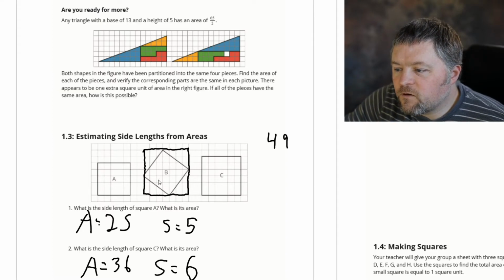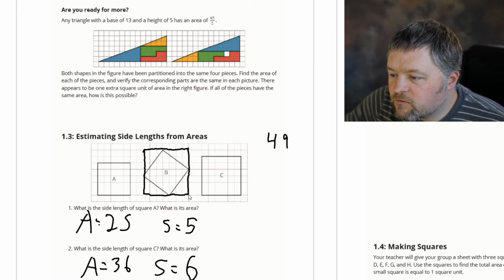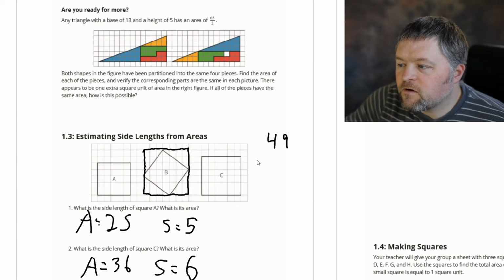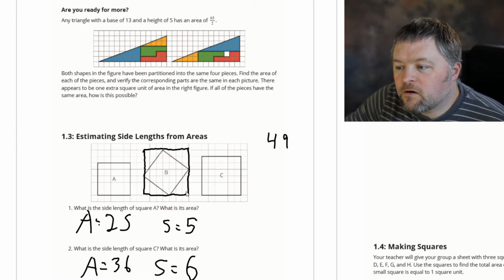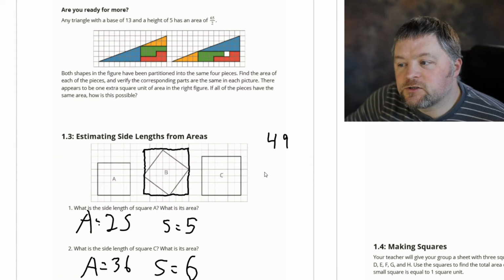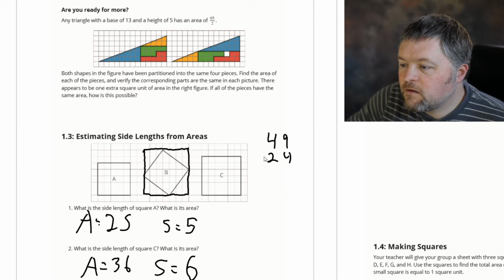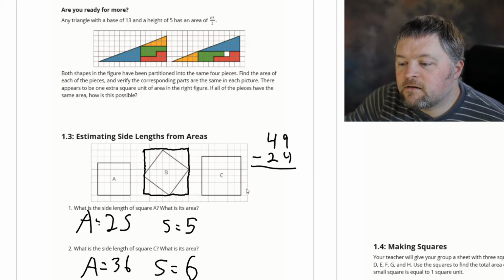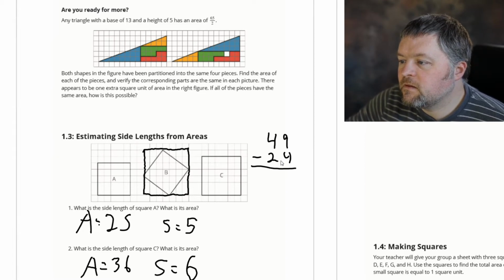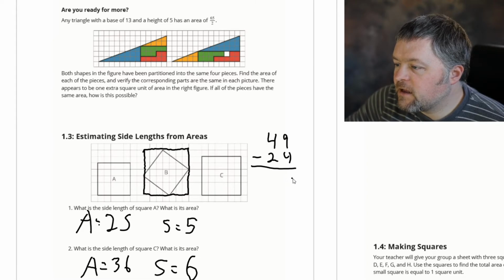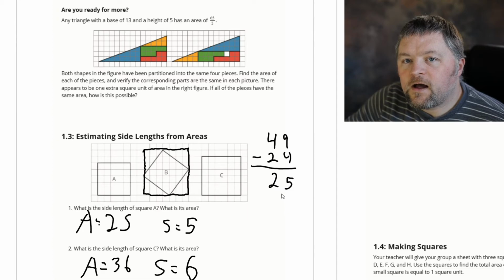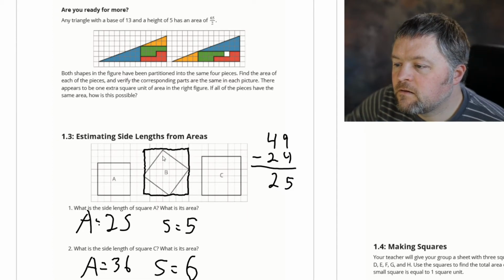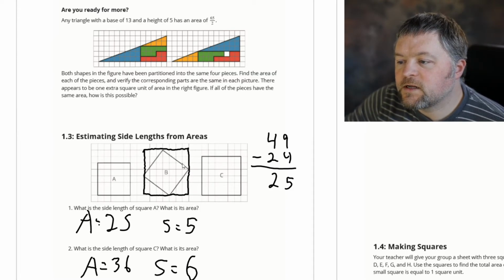Now, what size are our 4 inner triangles? Well, these are 1, 2, 3 by 1, 2, 3, 4. 3 times 4 is 12. Divided by 2 is 6. There are 4 of them. 6 times 4 is 24. So to find that area of square B, 49 subtract 24 is 25. Which means, what is this side length?